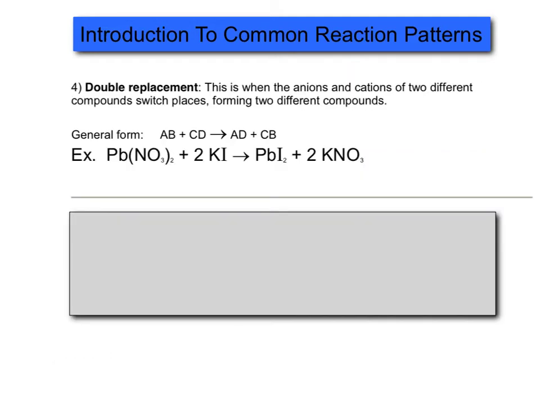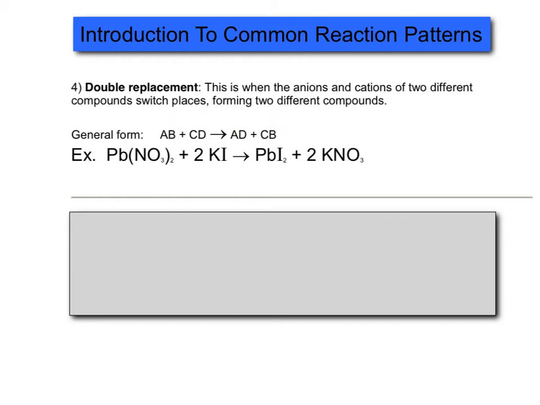This brings us to our fourth pattern, the double replacement reaction. And what you'll find here is that an analogy that could be used is like a square dancing analogy. What you have is a couple, AB, and a couple, CD, and they just switch partners, so now you have AD and CB. What will happen is that the anions, those are the negatively charged ions, and the cations, those are the positively charged ions, will just wind up switching places.